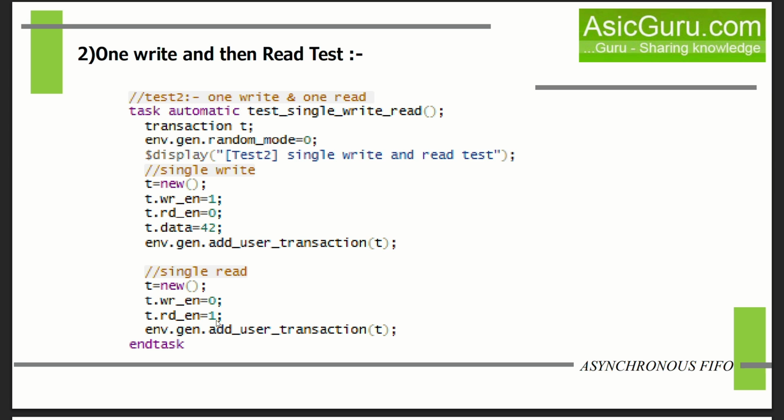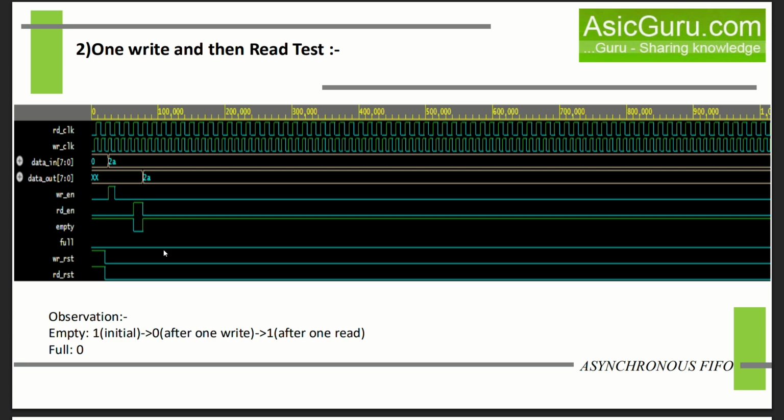Now let's see its waveform. Here we write one data and read it back. Write enable is 1 here, so it will write here, and here read enable is 1, so it will read.